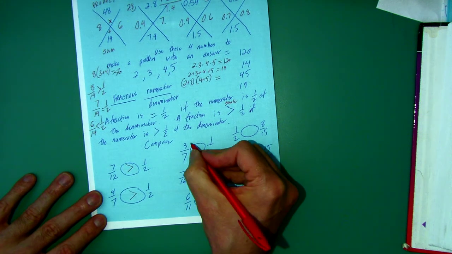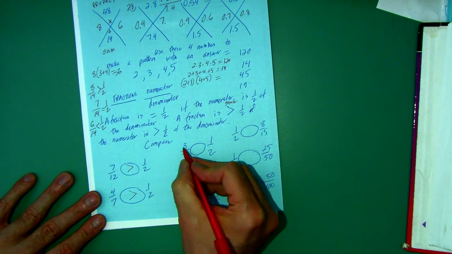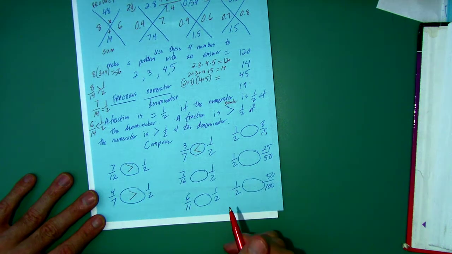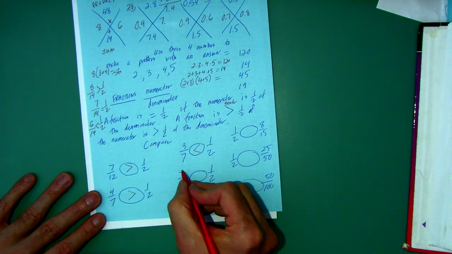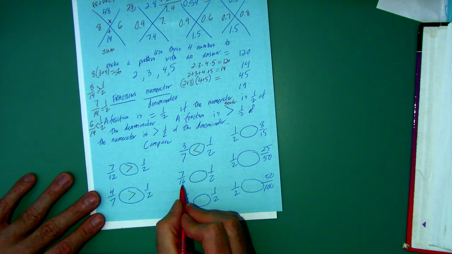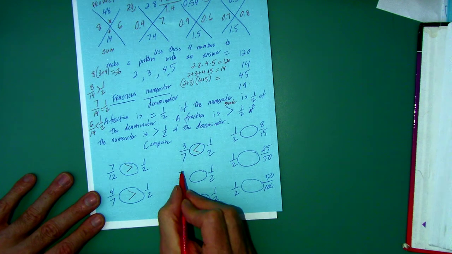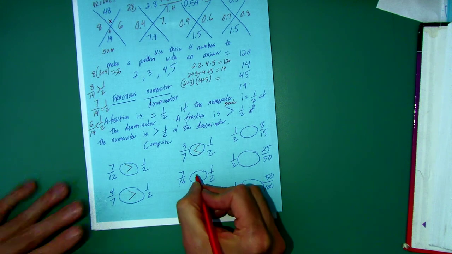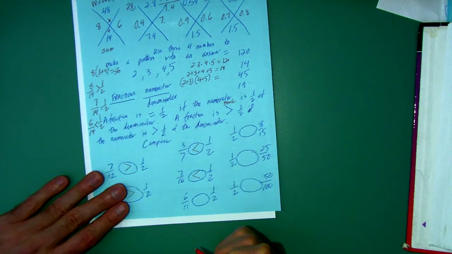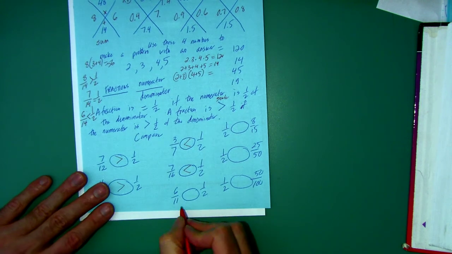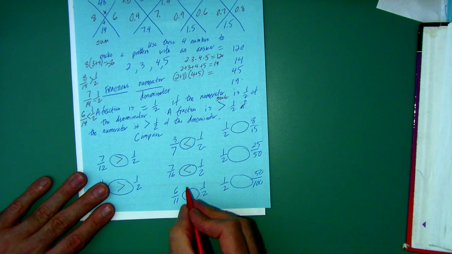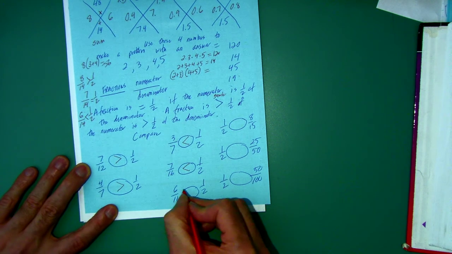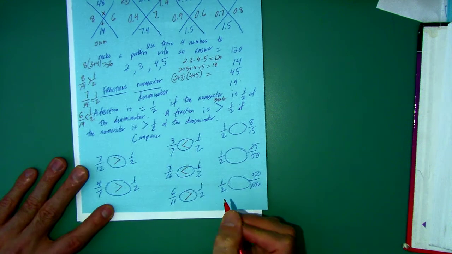When I double 3, I get 6. 6 is less than 7. So 3/7 is less than a half. When I double 7, I get 14. 14 is less than 16. So that means 7 is less than half of 16. That means 7/16 is less than a half. Okay, 6/11. I double 6, I get 12. 12 is bigger than 11. That means 6 is greater than half of 11. That means 6/11 is greater than a half.